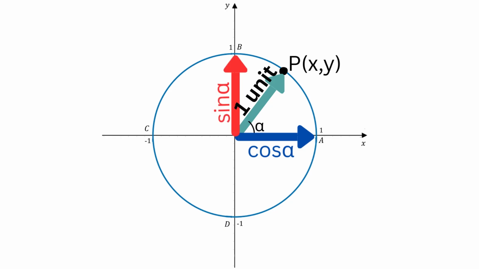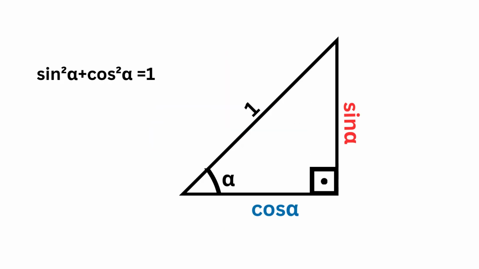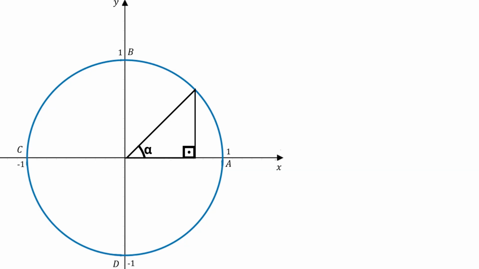From this, we reach that famous identity. Sine squared alpha plus cosine squared alpha is equal to 1. This is actually nothing more than the equation of the unit circle itself.